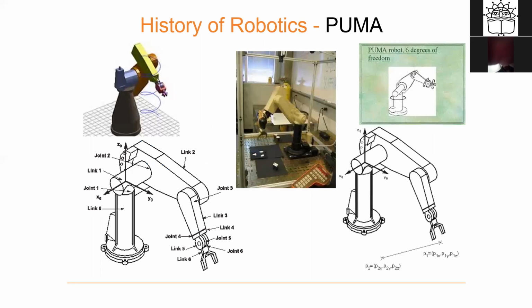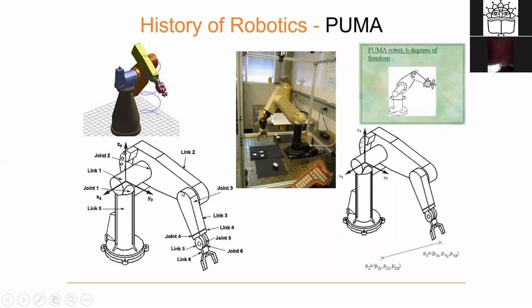Now this is PUMA. If you can see over here, the base is called link 0, right? The immediate next link is called link 1, right? In between link 0 and link 1, you have joint 1. This is link 1 and this is link 2. In between link 1 and link 2, you have joint 2.